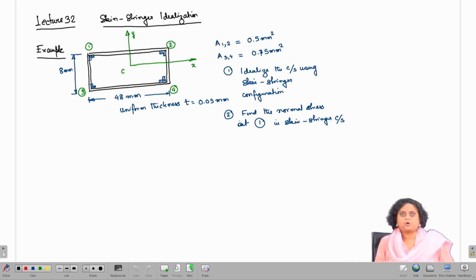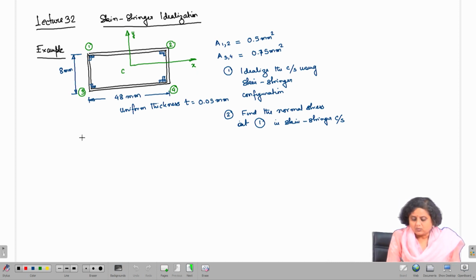So, the first problem is to idealize this cross section using the skin stringer framework. And the second part of the problem is that after we idealize the cross section, we have to find out the normal stress at location 1 in the skin stringer configuration. So, let us start and solve this problem.